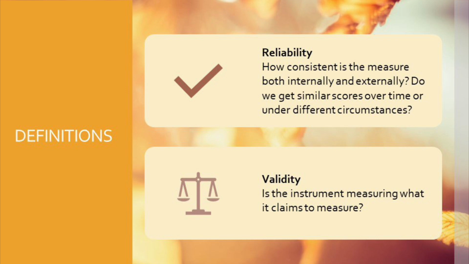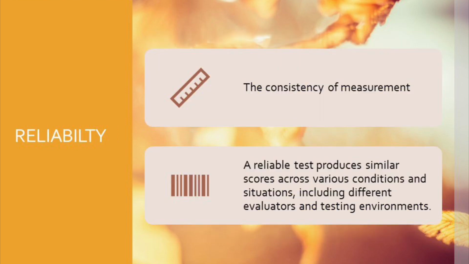Validity is questioning, is the instrument measuring what it claims to measure? So it's the extent to which a test does measure what it claims to measure, and it's really vital for a test to be valid in order for the results to be accurately applied and interpreted. While validity examines how well a test measures what it is intended to measure, reliability refers to how consistent those results are. So a reliable test produces similar scores across conditions and situations, including different evaluators and testing environments.